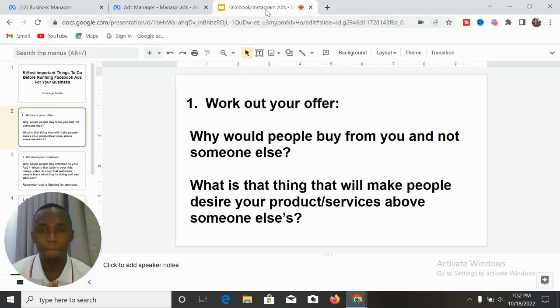So the first thing is that you have to work out your offer. The first and one of the most important things that you must take care of when you want to set up advert on Facebook is your offer. Why would people buy from you and not from someone else? What is that thing that will make people desire what you sell, either a product or a service? What is that singular thing, that one, that two, that 3 things? What are those series of things that will make people desire what you sell above someone else's?